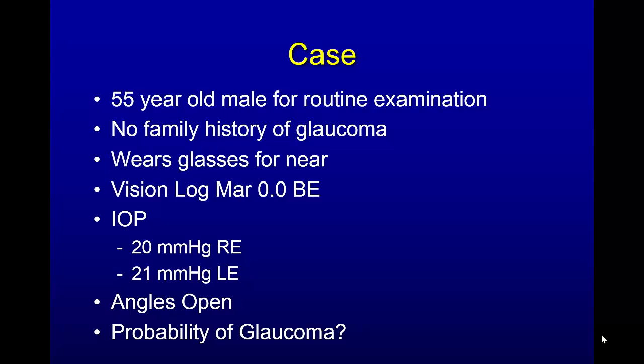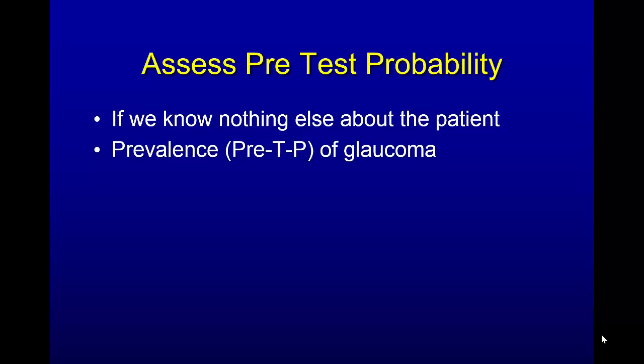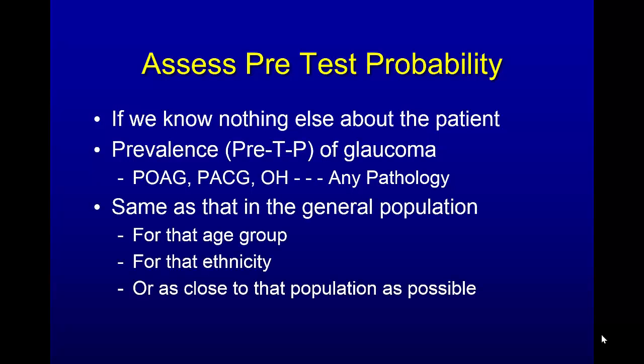Now, if you know nothing else about this patient, the prevalence or pretest probability of glaucoma or any other disease that you might be interested in, a good starting point is the prevalence of that disease in the general population for that age group, for that ethnicity, and as close to that ethnicity as possible. Now, the fact that the patient has come to your clinic means it could be a little different, but this is a good starting point.